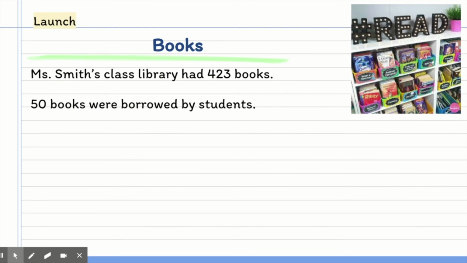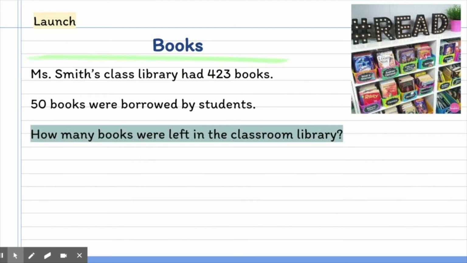So let's see what a possible question could be. How many books were left in the classroom library? So being able to come up with that question allows the students to realize what they might have to do when solving the problem.